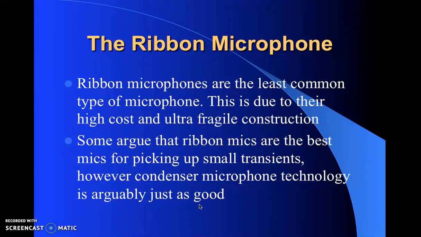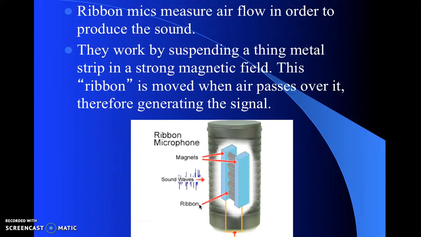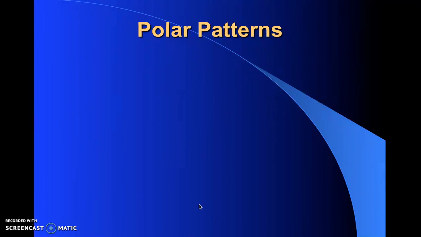They sound great, they work awesome, but condenser mics probably sound just as good as a ribbon microphone. Ribbon mics measure airflow. They work by suspending a thin metal strip in a magnetic field. So that's the ribbon that moves when air passes over it. This is the part that is so sensitive. That ribbon is what can be very, very easily damaged. So that is the inner workings of a ribbon microphone.